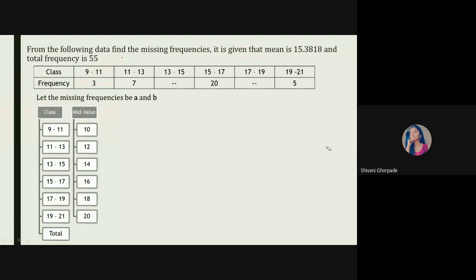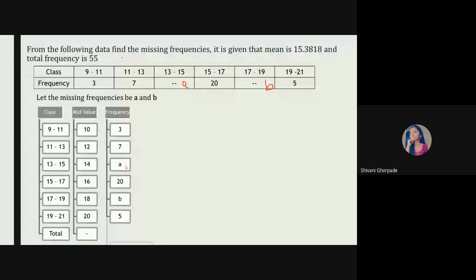Okay, we got the mid values. Then the next column will be frequency, called f. They have already given 3, 7, and here we have assumed a, so we will write a here. The next one will be 20, then b, and the last one will be c. Now they have given n is 55.